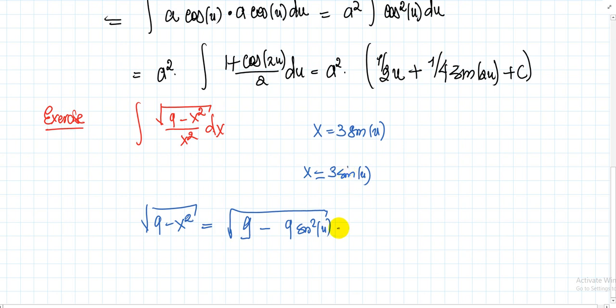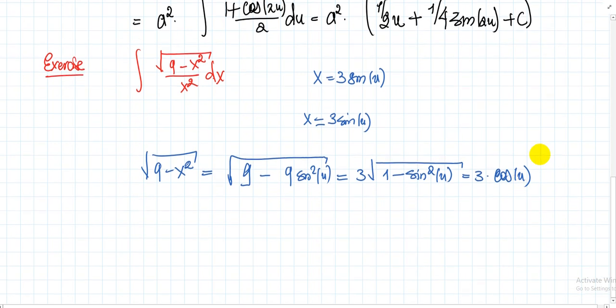So if you take out the 9 from the square root, what will you have? 3 multiplied by the square root of 1 minus sine squared of u. Then it is 3 multiplied by the cosine of u. Right? This is not the end of the story, so we still need to do a lot of work in order to find the integration.